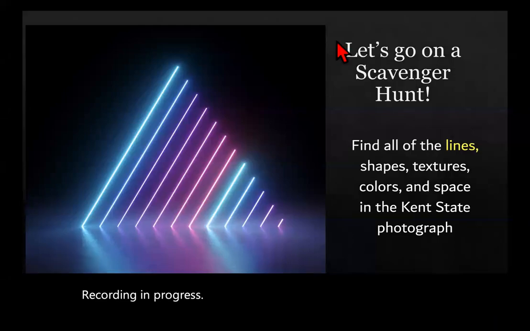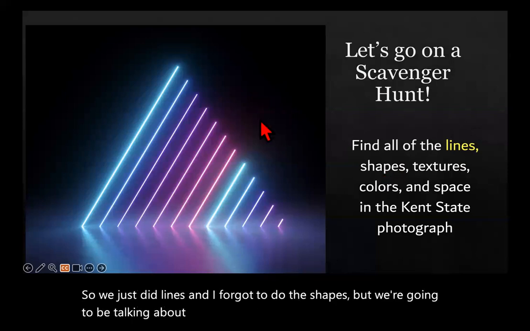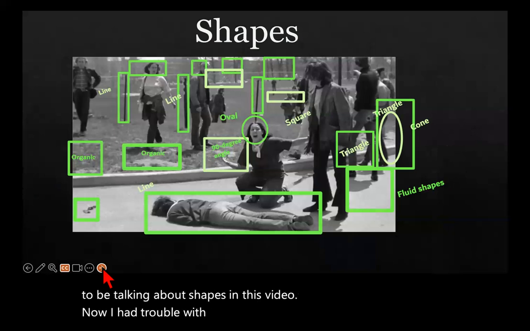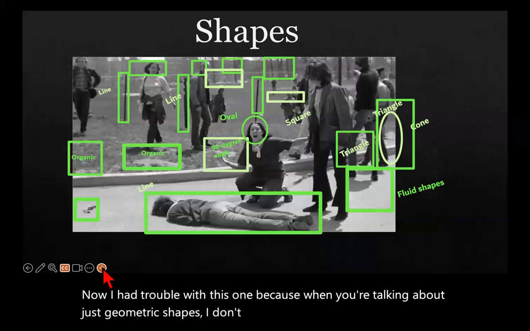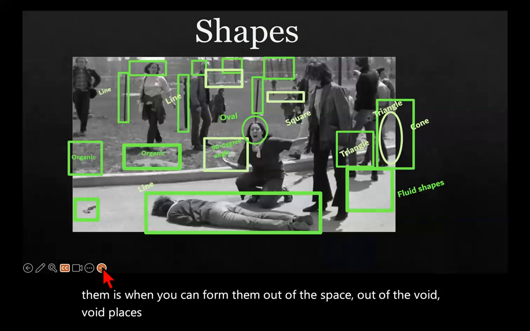Let's continue on our scavenger hunt. Okay, so we just did lines and I forgot to do the shapes, but we're going to be talking about shapes in this video. Now, I had trouble with this one because when you're talking about just geometric shapes, I don't see a lot of them. Where I see a lot of them is when you can form them out of the space, out of the void places, and I'll do a video on that next.